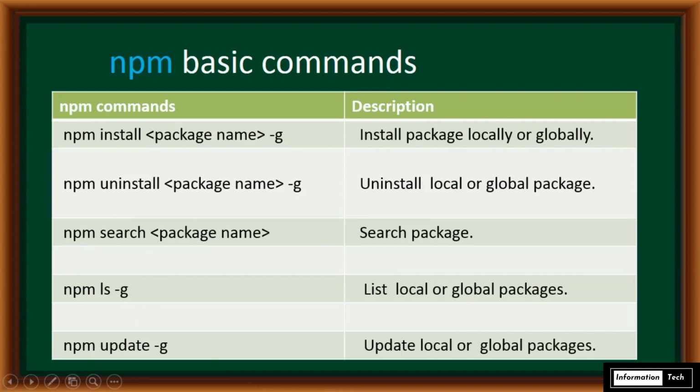If you need to update a package, you use the npm update. If you're updating it globally, you do -g for the global. If you're not updating it globally, you don't need to include the -g.